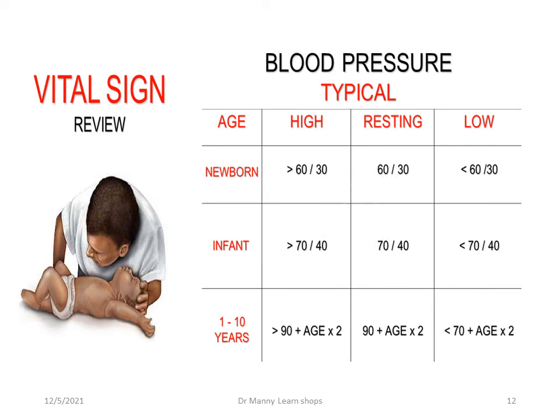Then you've got the blood pressure. A typical blood pressure for a newborn at rest is 60 on 30 millimeters of mercury. In an infant, 70 on 40 millimeters of mercury. From 1 to 10 years of age, it's 90 plus age times 2. If you're looking at hypertension in the newborn, greater than 60, greater than 70, greater than 90 plus age times 2 in a 1 to 10-year-old. If you're looking at hypotension, less than 60, less than 70, and less than 70 plus age times 2.